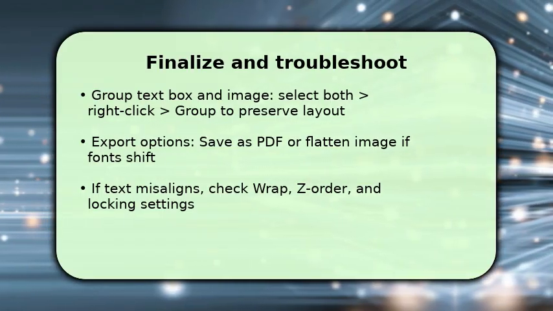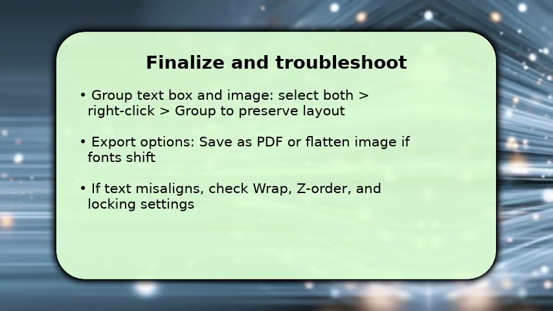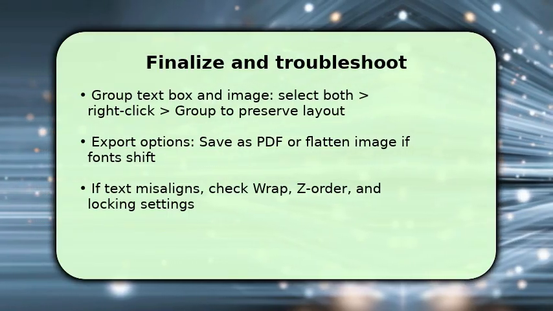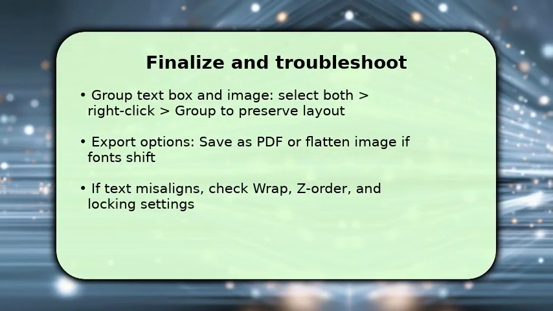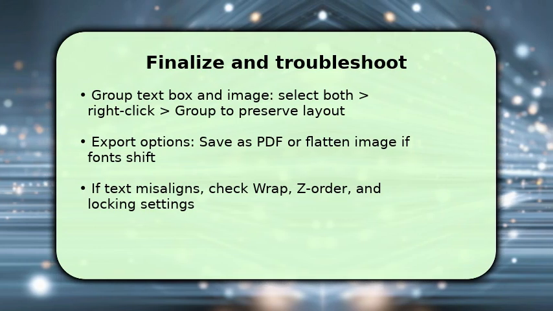If words shift or disappear, make sure wrap is set to the desired mode. Bring the text box to front or back as needed with arrange, bring forward/send backward, and verify the text box isn't set to be locked.